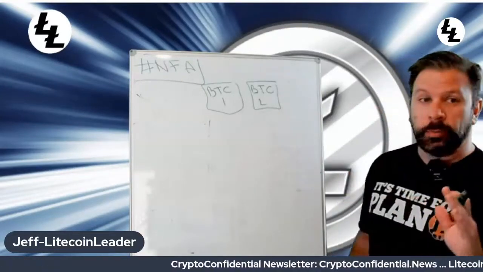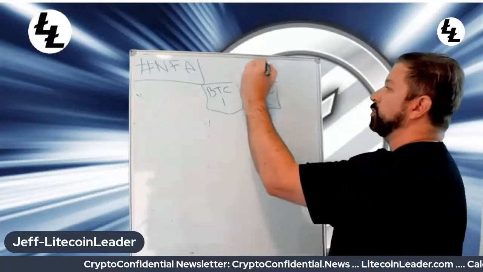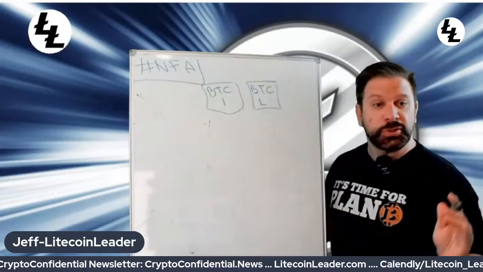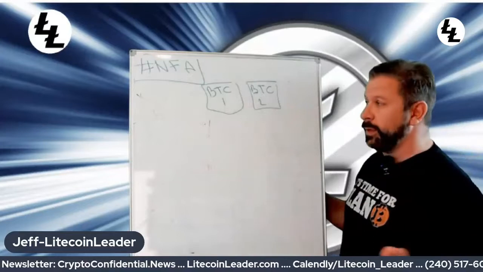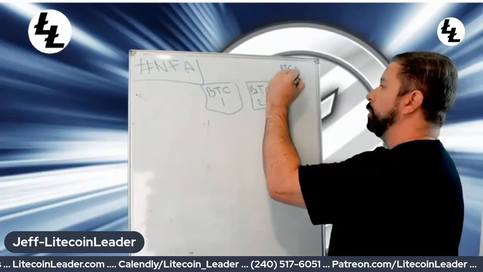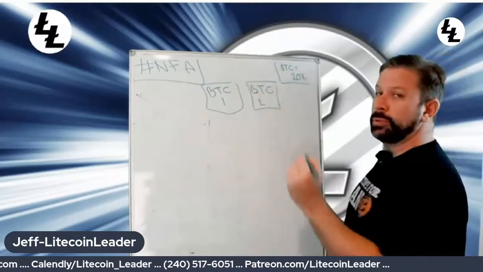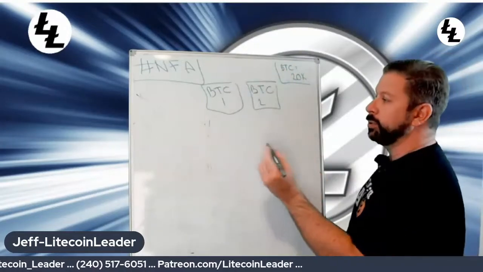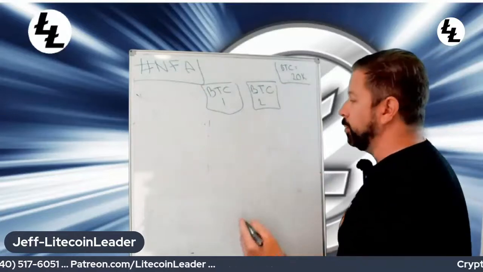So I'm going to make a couple of assumptions. First off, I'm going to say a Bitcoin equals 20K today. This is just an example. I'm just a guy on a whiteboard, not financial advice. So Bitcoin equals 20K. All right, that's my first assumption. Okay, Bitcoin is 20K. So let's just say you wanted to borrow $10,000.